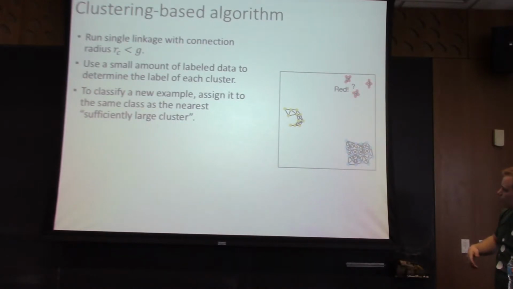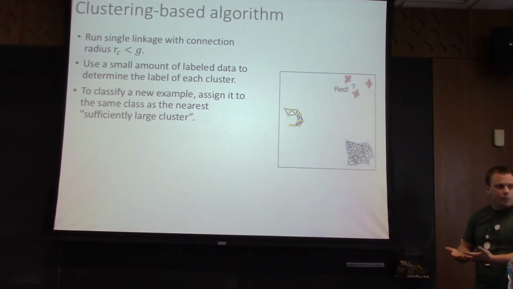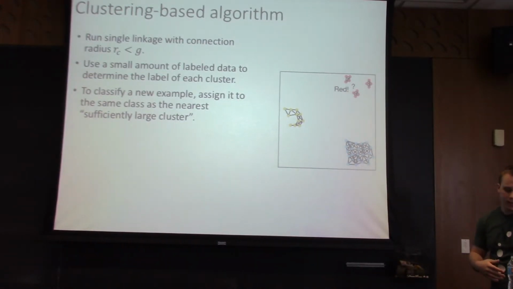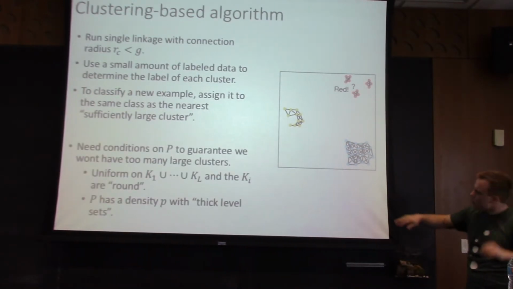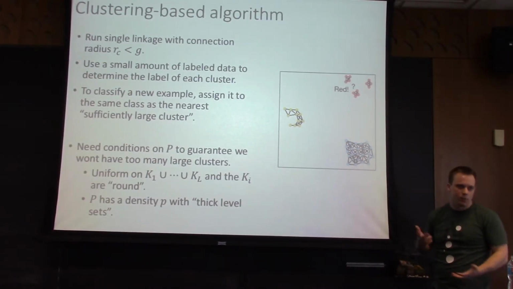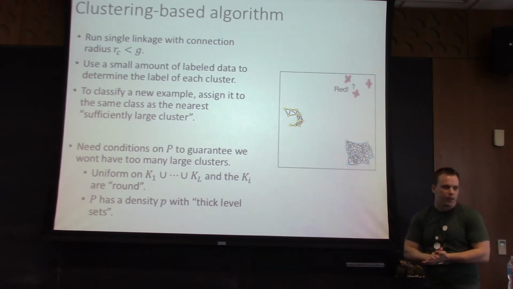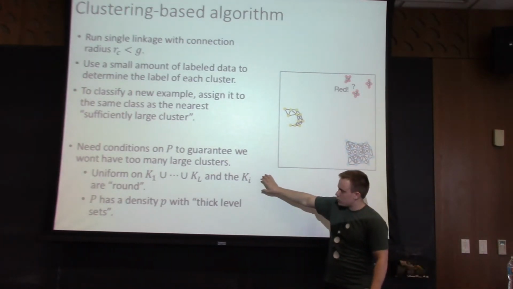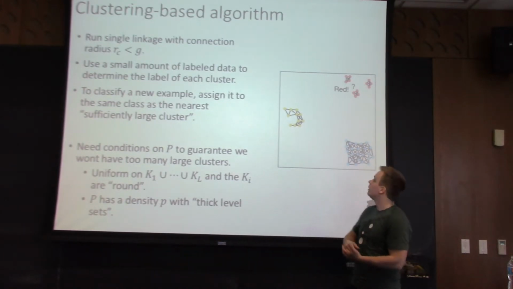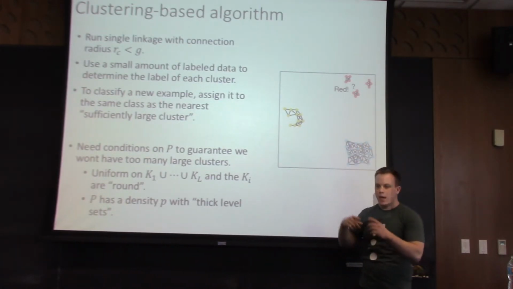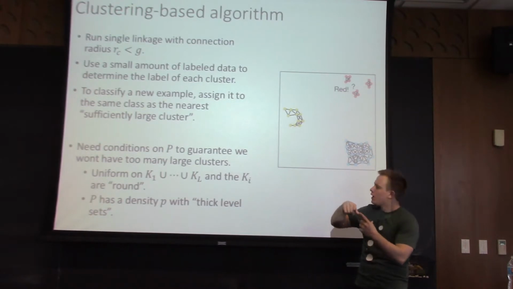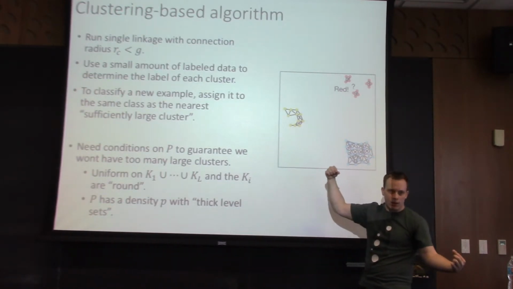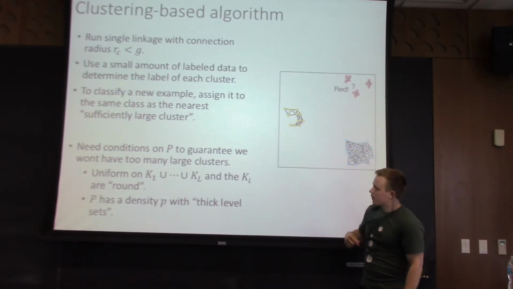Now, we think of the label queries as being expensive because getting the labels is costly. So we need some conditions to guarantee we're not going to have too many clusters. We don't want to have to query like 1 million different points. And so we look at it in 2 different cases. One of them is when the distribution is uniform over those regions, like before. And we also have a requirement that those regions are round in the sense that they're not really skinny, long polytopes.